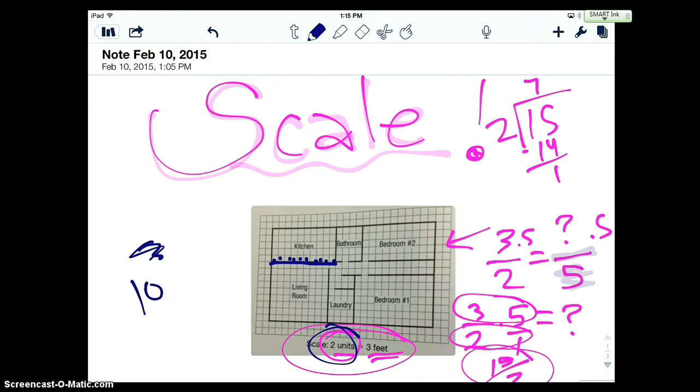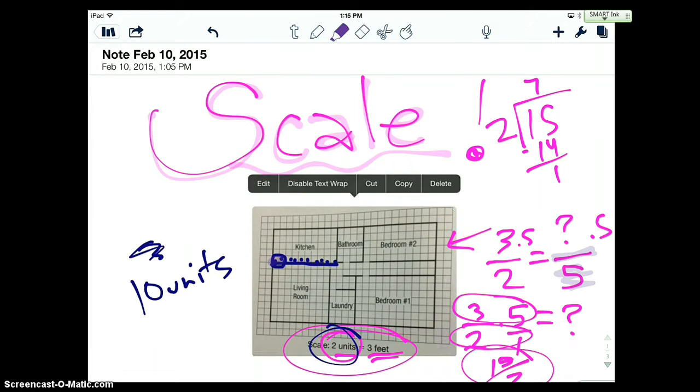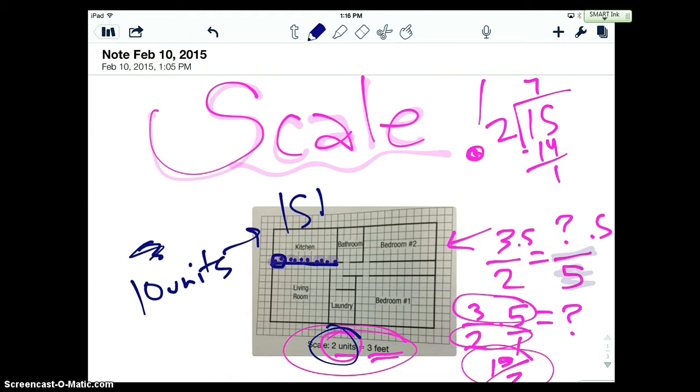This was 10 units. Every 2 units was 3 feet. So that's 3 feet right there. That's 3 feet there. So I'm at 6. Oh gosh, can you see what I'm doing? That's 6. That's 7, 8, 9, 10, 11, 12, 13, 14, 15 feet. Do you see how I got that?